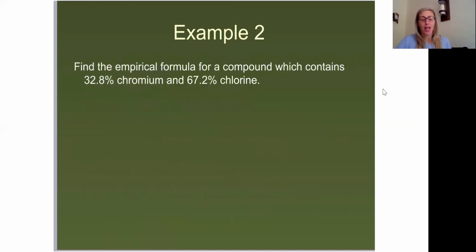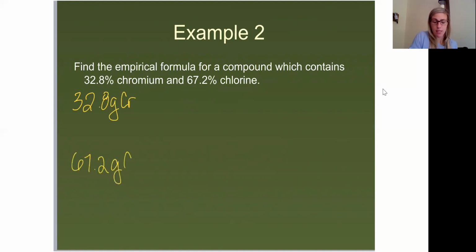Here we go. Find the empirical formula for a compound which contains 32.8% chromium and 67.2% chlorine. I already have the percentages like we talked about earlier. Let's go ahead and set this up. Percent to mass, I'm going to change that to 32.8 grams of Cr and 67.2 grams of Cl. So that's percent to mass.